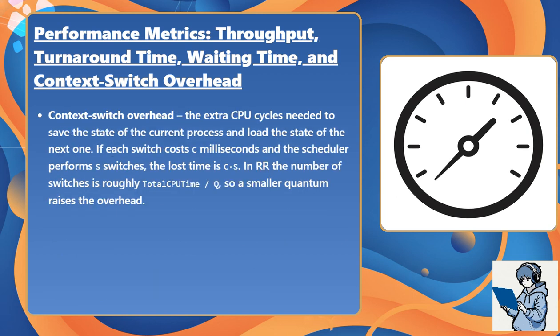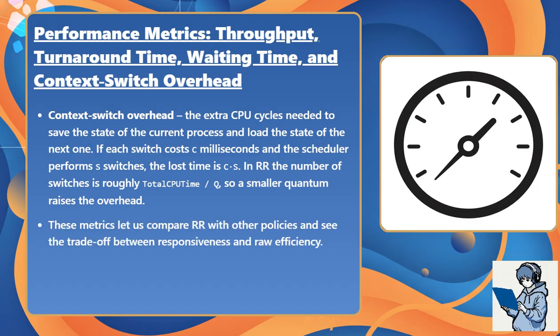Context switch overhead: the extra CPU cycles needed to save the state of the current process and load the state of the next one. If each switch costs C milliseconds and the scheduler performs S switches, the lost time is C times S. In round robin, the number of switches is roughly total CPU time divided by Q, so a smaller quantum raises the overhead. These metrics let us compare round robin with other policies and see the trade-off between responsiveness and raw efficiency.